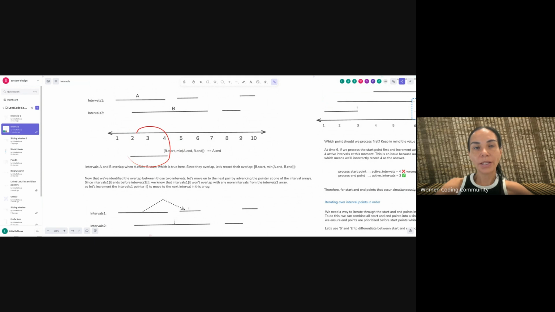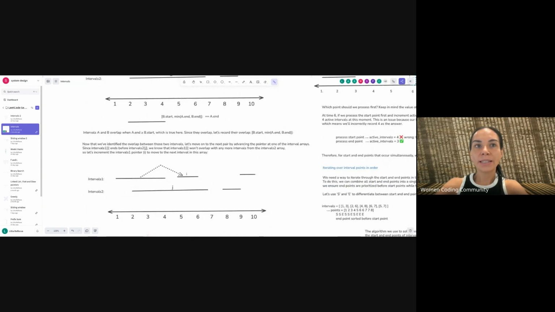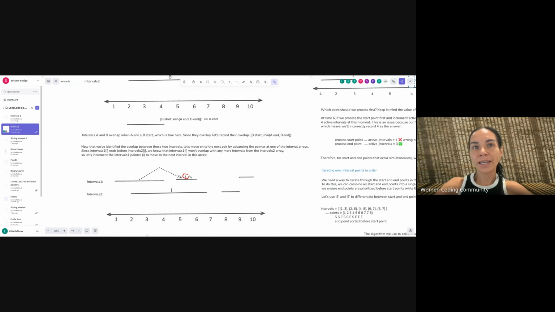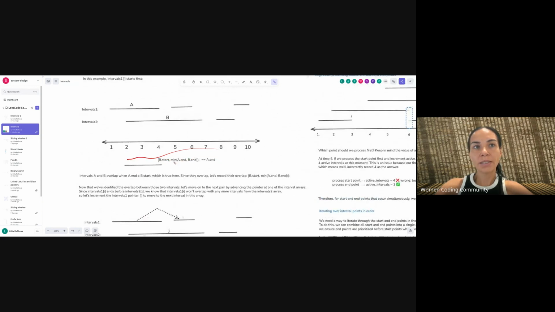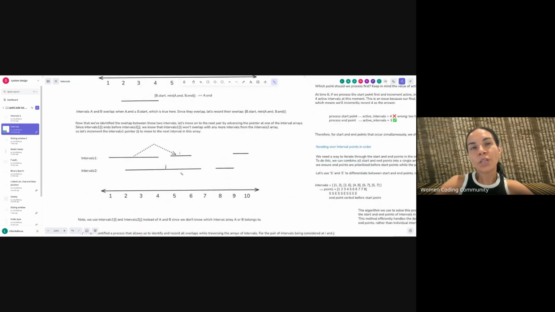It's 2 and 4. Now we need to decide which of A and B we're moving, because here we found our first intersection with these intervals, and now we need to figure out which one we are going to process. Should it be A or B? In order to identify them, we are checking who ends first. In this case, A already ended, but B is still continuing. It means we found this intersection, and this one is not going to overlap with any of them.